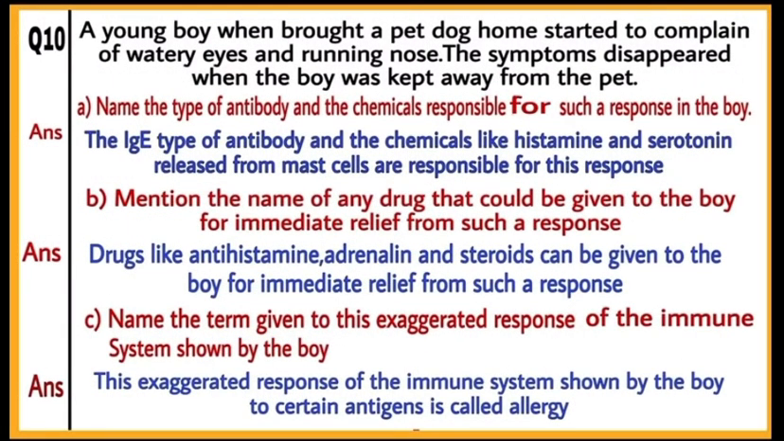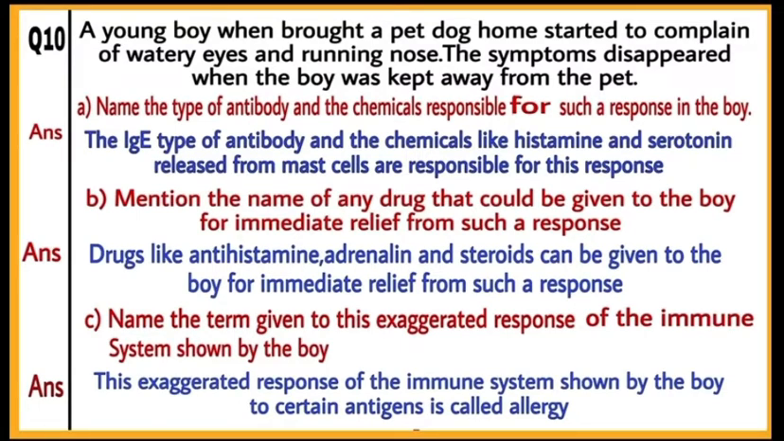Question 10. A young boy, when brought a pet dog home, started to complain of watery eyes and running nose. The symptoms disappeared when the boy was kept away from the pet. Now, part A of the question. Name the type of antibody and the chemicals responsible for such a response in the boy. Type of antibody is IgE and chemicals responsible for this response are histamine and serotonin, which are released from mast cells.